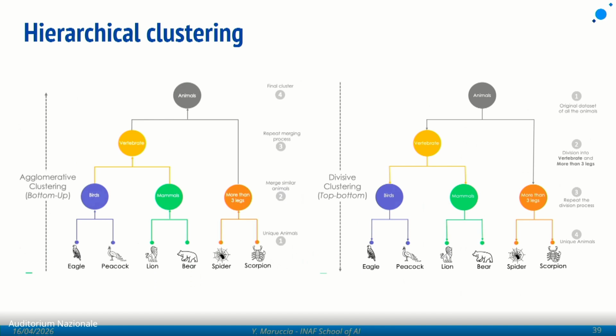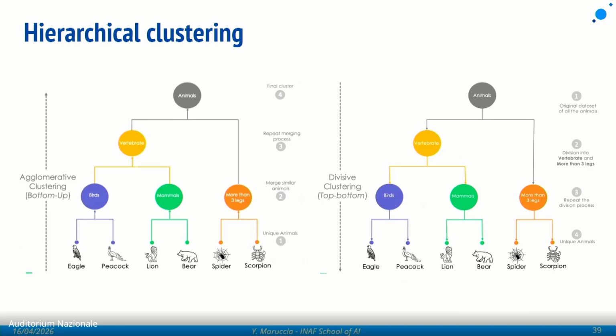For example, we have here different kinds of animals: the eagle, peacock, lion, bear, spider, and scorpion. And how does hierarchical clustering work? The agglomerative starts from each animal, and then, okay, I classified the first two as birds, then mammals, then animals with more than 3 legs, the spider and the scorpion. So we have 3 clusters here. Then we want to agglomerate also these clusters if it is possible. Birds and mammals are vertebrates, the other ones not.